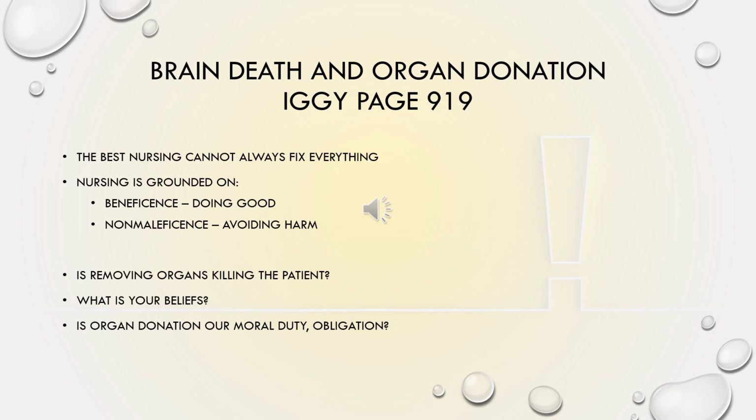So despite all our best efforts, there are those situations where, with the best nursing, you do everything you can, it is just never enough because it cannot fix everything. Nursing is grounded on some ethical principles of beneficence, which is doing good for the patient, and non-maleficence, where you're avoiding harm to the patient. And so a lot of times when we're looking at brain death and organ donation, those things come into place. So is removing the organs killing the patient?